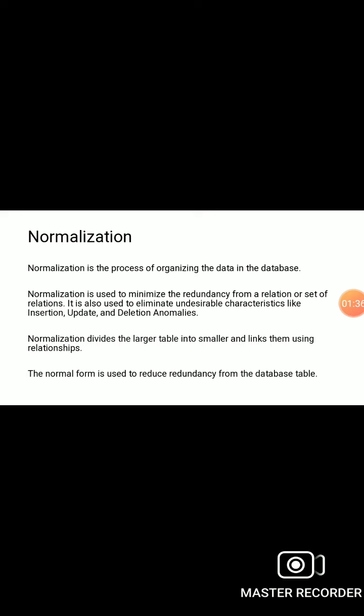We have to reduce the redundancy by using the normal forms: first normal form, second normal form, third normal form, Boyce-Codd normal form, fourth normal form, and fifth normal form. We have to divide the large table into smaller structured tables. That means I have to divide the big table into small tables. The normal form is used to reduce the redundancy from the database table, that means the repeated fields.